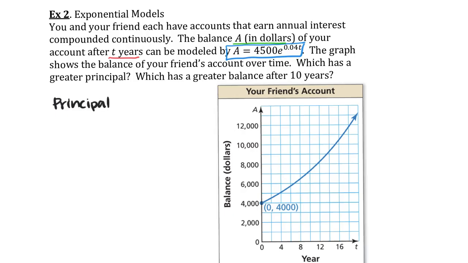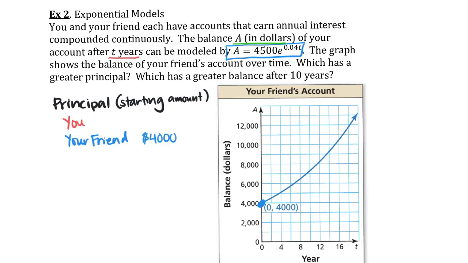When you're talking money, principal is the starting amount. So how much did I start with in my account? Okay, so we got you and we got your friend. Let's do your friend first because your friend has a graph and your friend's easier to read. So this graph starts right here at 4,000. So my friend started at $4,000.